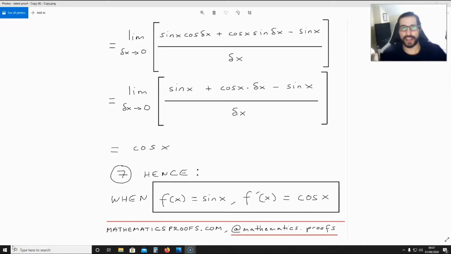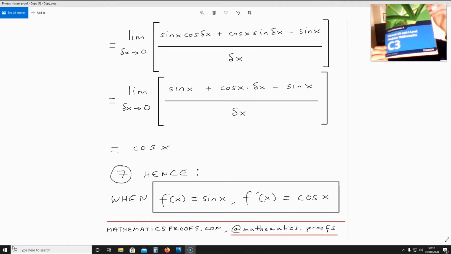It's quite a rare proof. I don't see many people using it. And it can be found in this C3 Edexcel Mathematics textbook over here.